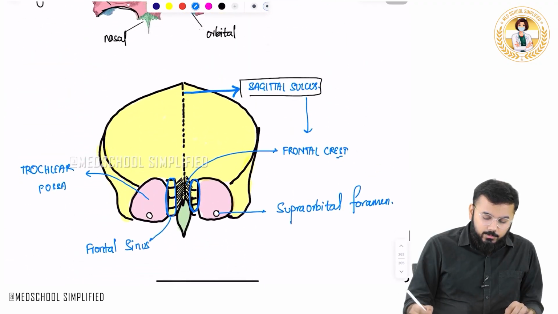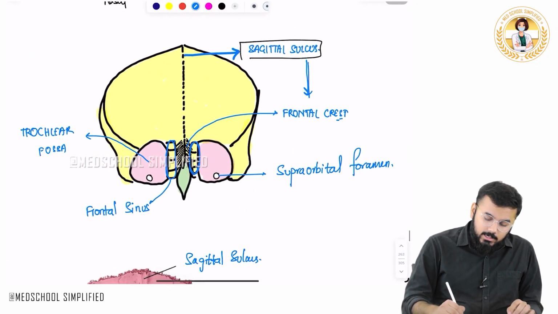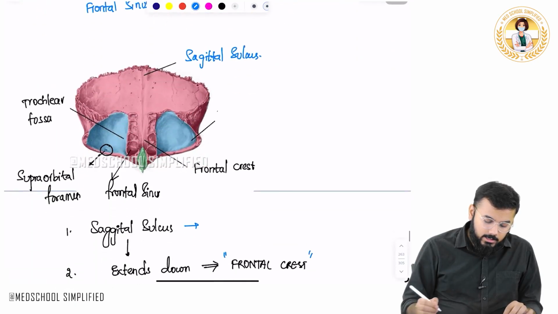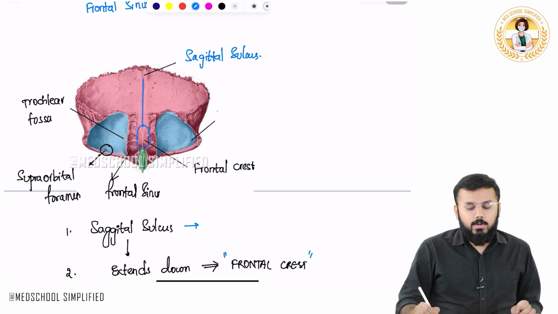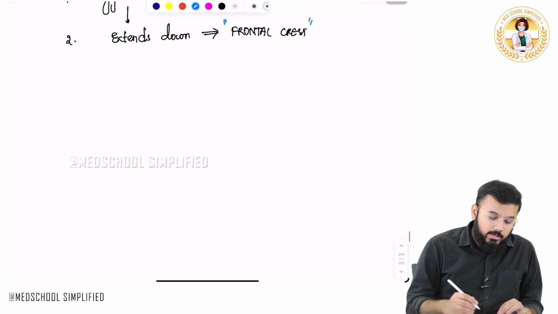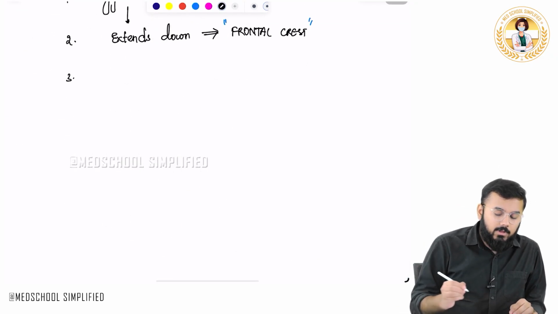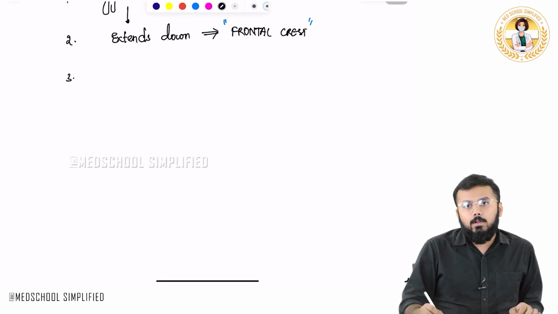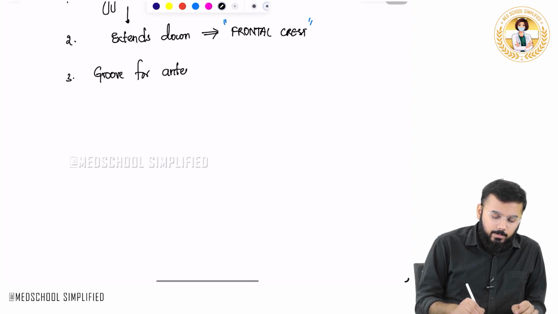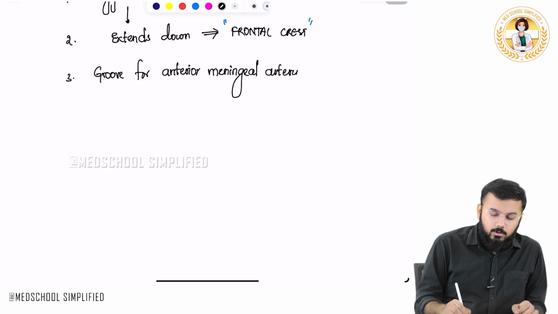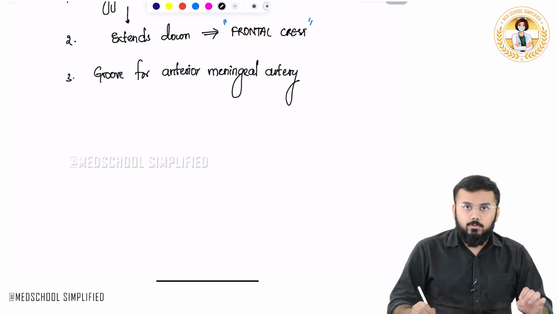So this is what I told you, if you remember. Right. So here in this picture, this is the sagittal sulcus. Sagittal sulcus is extending down to form the frontal crest. Now, third important thing which is not given in the picture is that we even have a groove for an artery called the anterior meningeal artery. We even have a groove for this anterior meningeal artery over here.